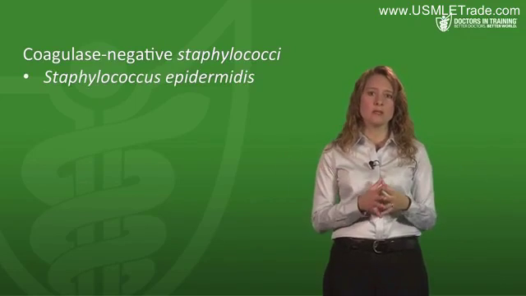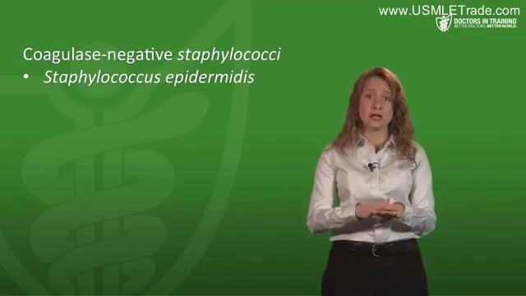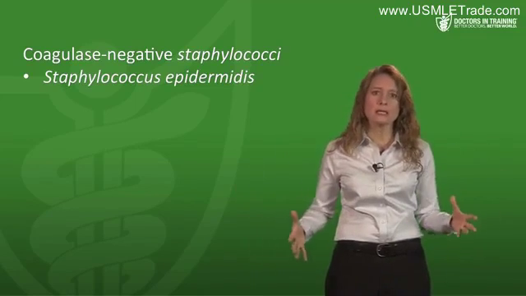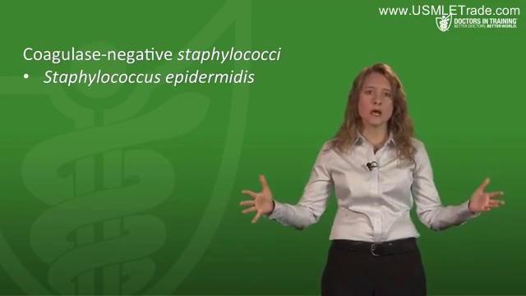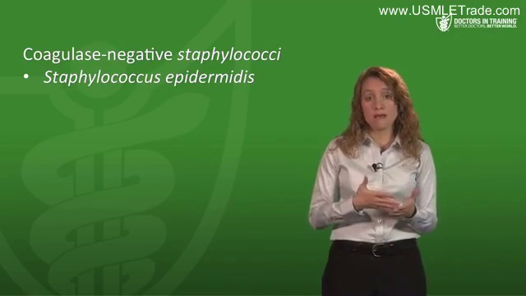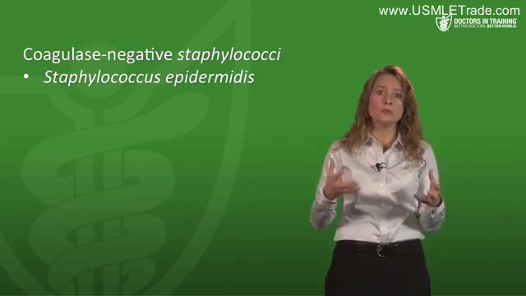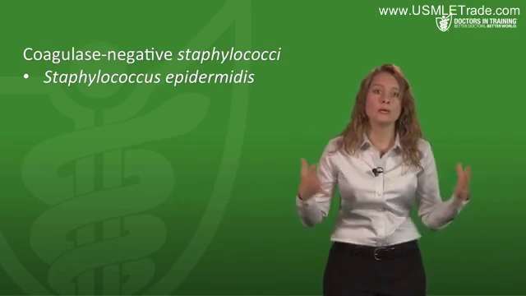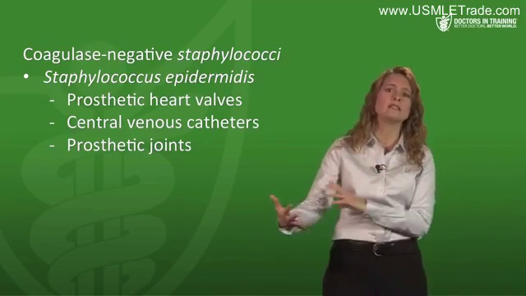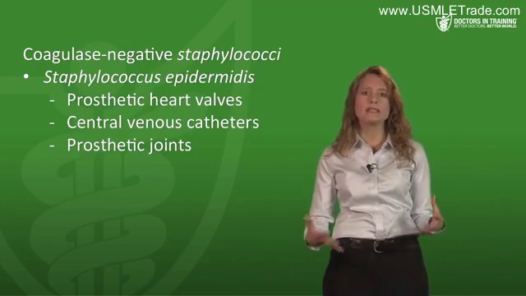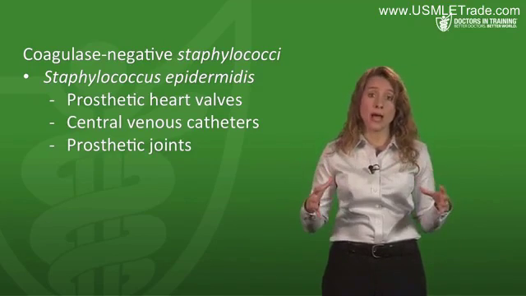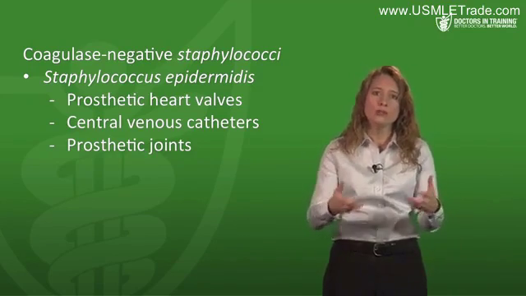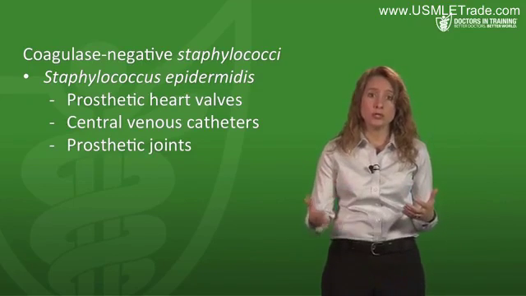First, let's mention Staph epidermidis. Staph epidermidis is a skin colonizer. It's all over your skin. It's supposed to be there, and it usually doesn't cause any problems. Where you see Staph epidermidis causing problems is when it gains access into the bloodstream and comes into contact with foreign material like prosthetic heart valves and central venous catheters and prosthetic joints. Staph epidermidis can cause biofilm and require removal of that prosthesis to actually achieve cure.